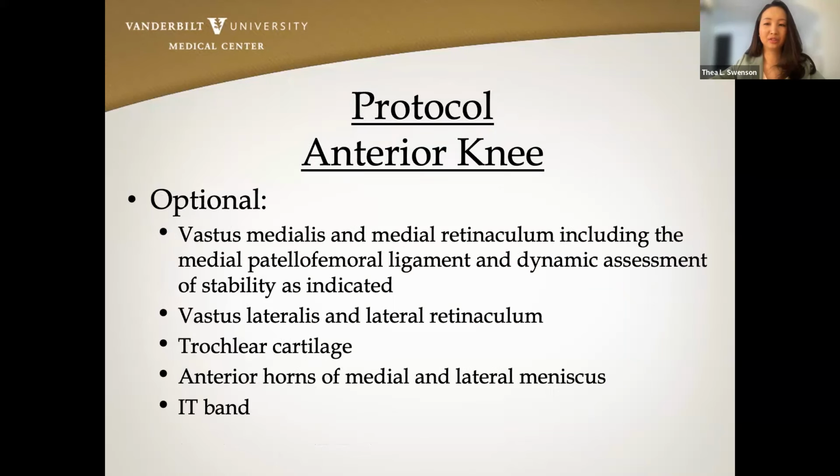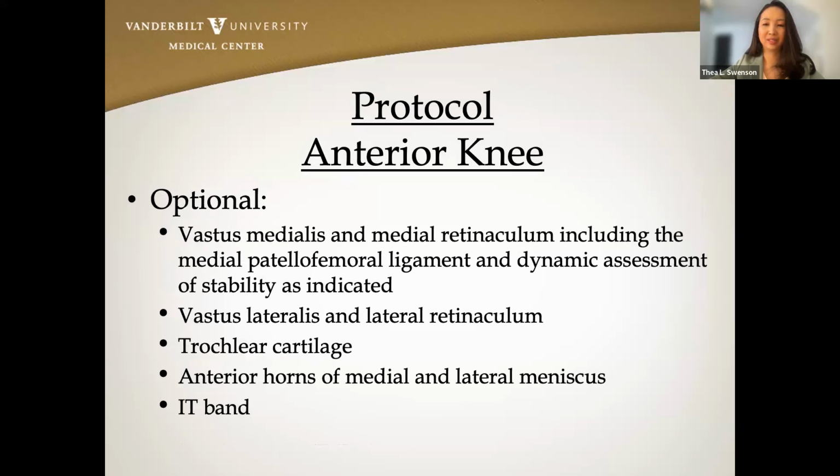These are the optional structures for more advanced scans, but they weren't included in the scan that we did because our focus was really on the abnormalities in the patellar tendon. Regardless, here they are. They're the vastus medialis and medial retinaculum, including the medial patellofemoral ligament, with dynamic assessment if there is concern for patellar instability.